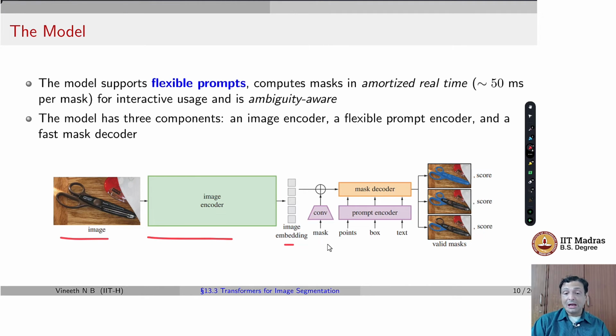You convolve that with a mask if you end up giving a mask prompt, but if you give a point or a bounding box or a text prompt, you send it through a prompt encoder, and together they are fed into the mask decoder to get your final outputs of different masks.